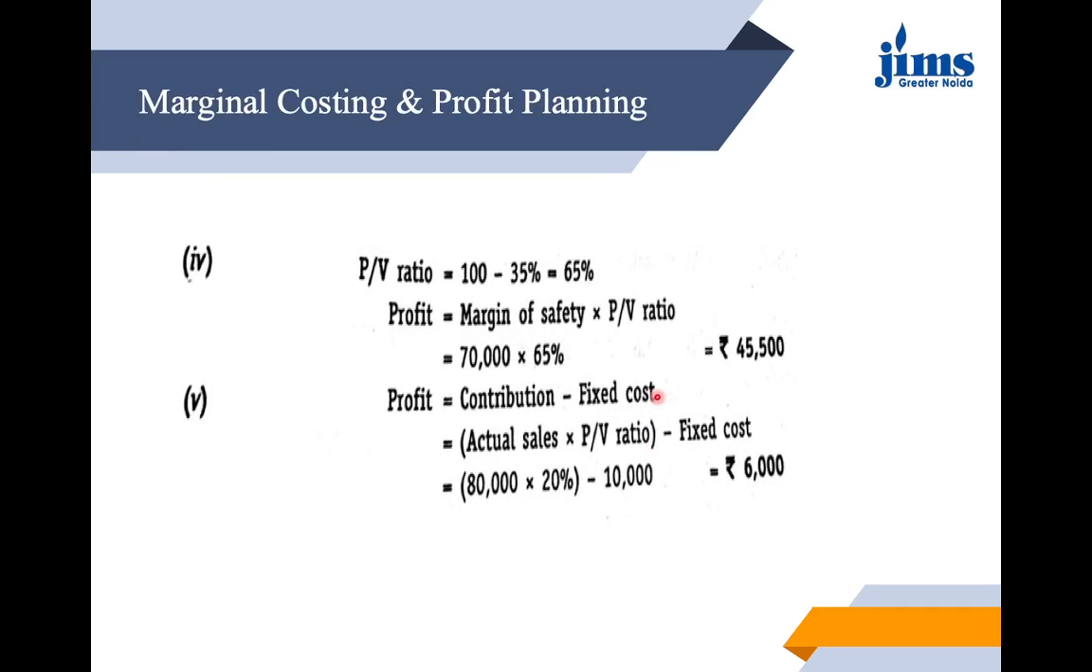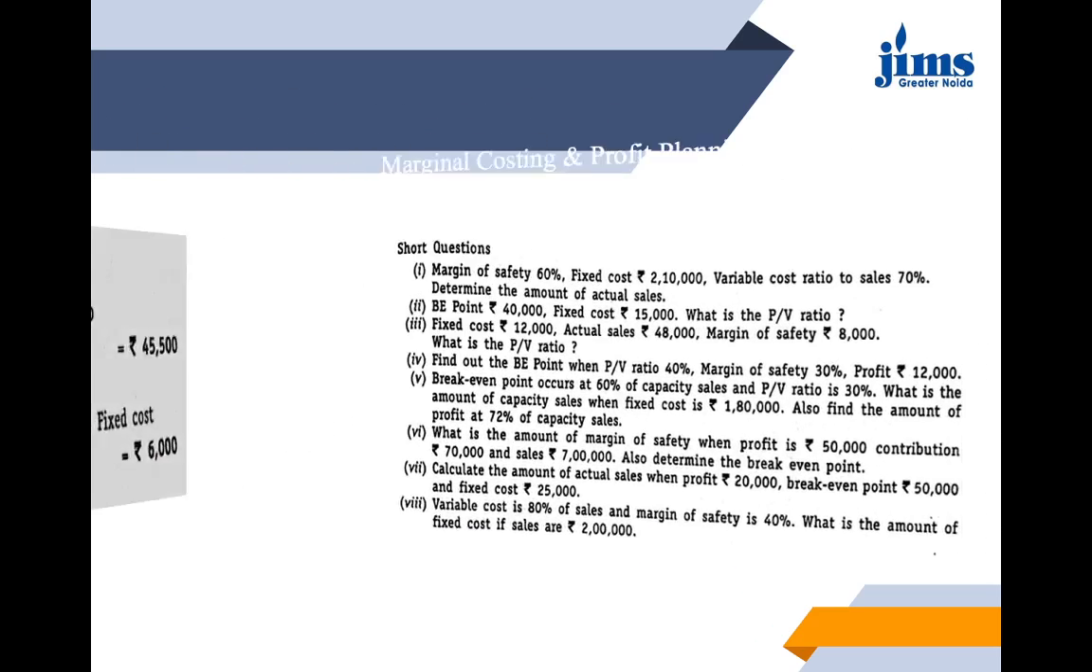In the other two cases, let us see. Margin of safety is given as 70,000. PV ratio we have calculated as 65,000. So profit is 45,500. In the next case, contribution minus the fixed cost. Contribution can be calculated by multiplying the actual sales with the PV ratio. So we are able to find out the profit as rupees 6,000.